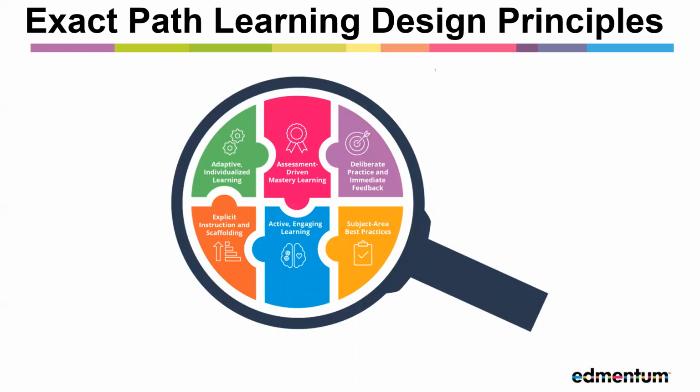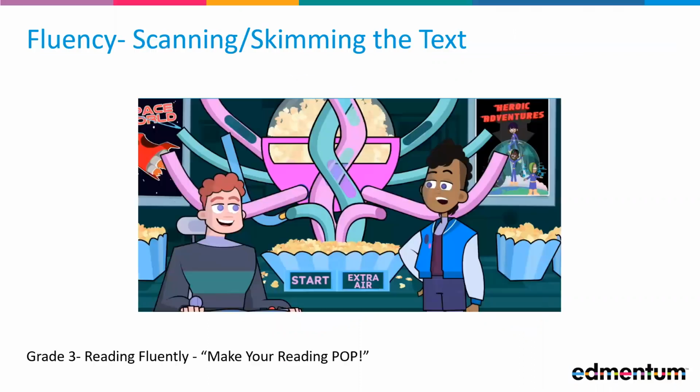This graphic shows the 6 learning design principles on which Exact Path is built. We will look at one example of subject area best practices in a lesson from the January release. The first example of new content we're going to look at is the grade 3 lesson, Make Your Reading Pop, from the Reading Fluently skill group.